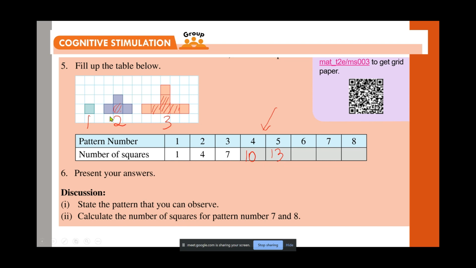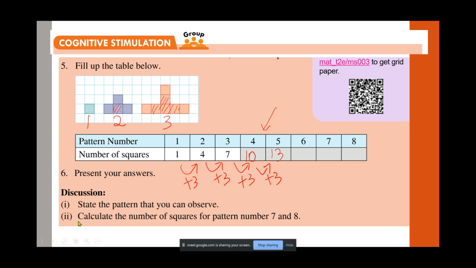Very good, because each of the patterns is plus 3, right? You see, this is 1 plus 3, it becomes 4. So the pattern is like this. You add 3, you get 4. 4 plus 3 again, we get 7. 7 plus 3, we get 10. So it keeps going on. Plus 3, we get 13. Okay, now we can see the pattern already. The pattern is plus 3 to the previous number.